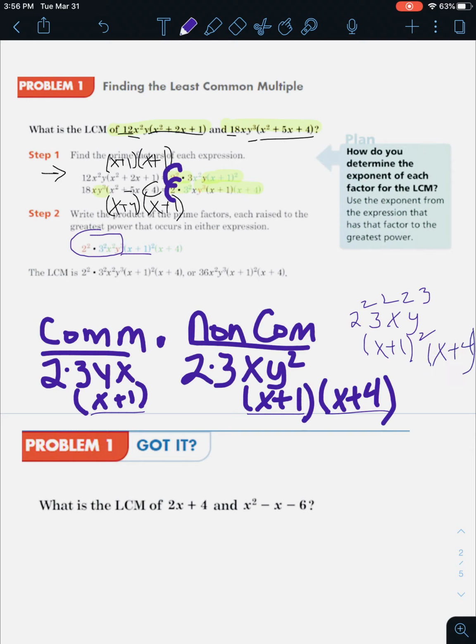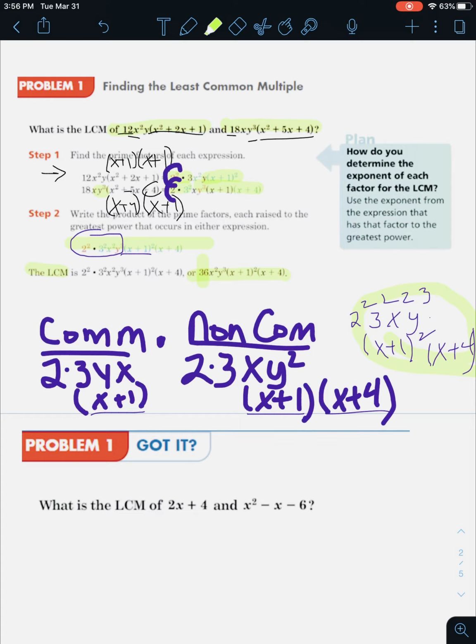And that gives us the product of these four monomials: 2 squared, 3 squared, x squared, y cubed, times (x plus 1) squared times y, or x plus 4. This whole expression matches this expression, so that becomes our least common multiple. If you factored those number parts, 2 squared times 3 squared, that's 4 times 9, which is 36 right there. And then your x squared, y cubed, (x plus 1) squared, and x plus 4.